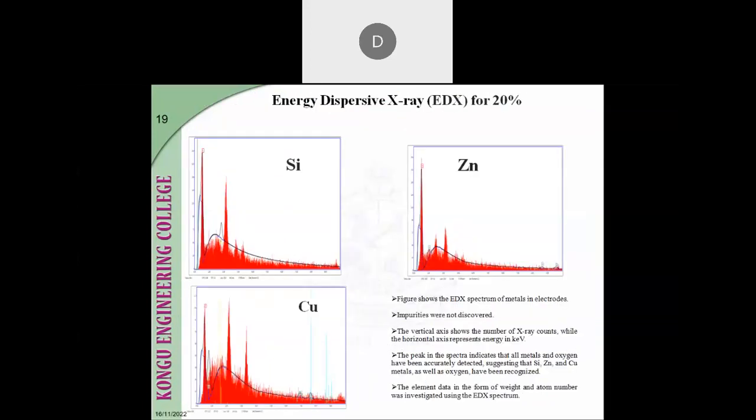So here the peak in the spectrum indicates that all metals like zinc, silica, and the copper and also the oxygen have been accurately detected. From these results, we can say the silica, zinc, and also the copper metals along with the oxygen have been recognized. All elemental data in the form of weight and atomic number was investigated by using the EDS spectrum.